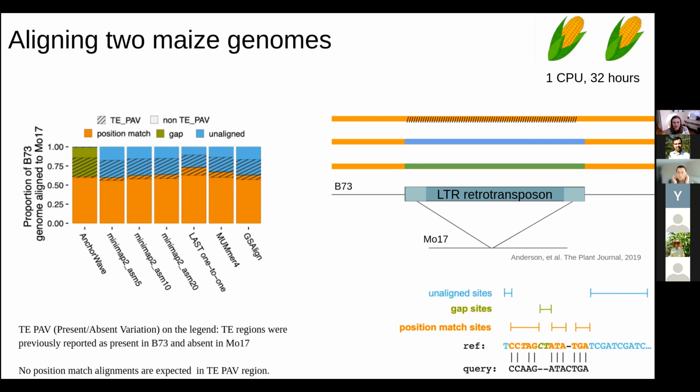This first one is what AnchorWave is reporting, where we have position match of this flanking sequence, and then a gap, and then a series of gap characters across the length of the retrotransposon. That's what's reflected there. What many of the other aligners are reporting is shown on the next line up, again with the flanking sequence matching, but this LTR retrotransposon sequence not being reported as aligned to anything.